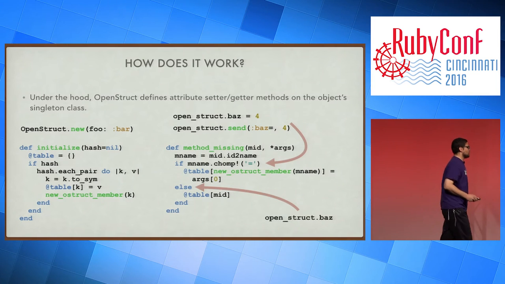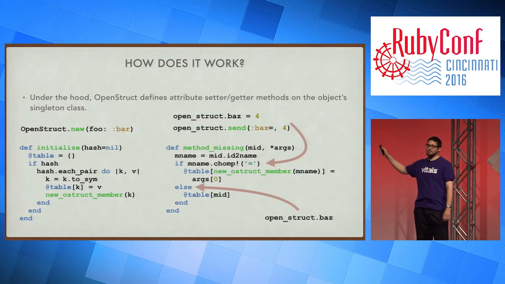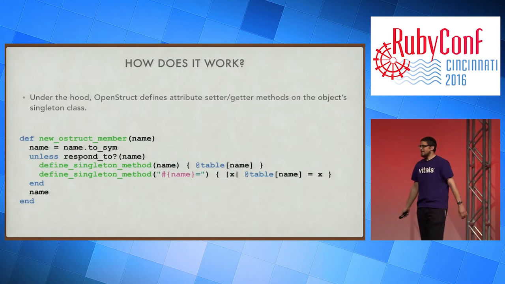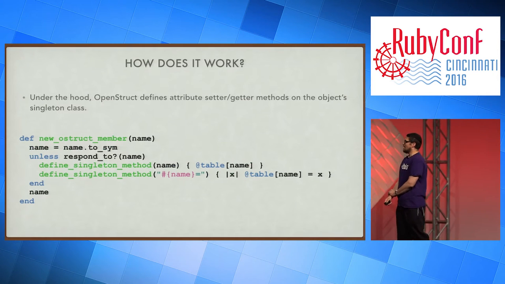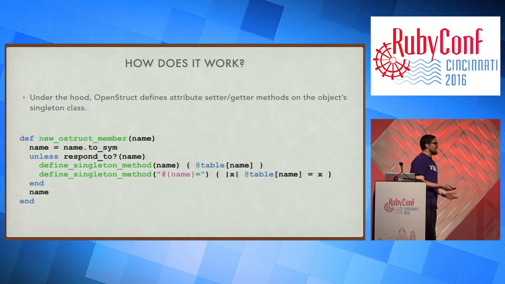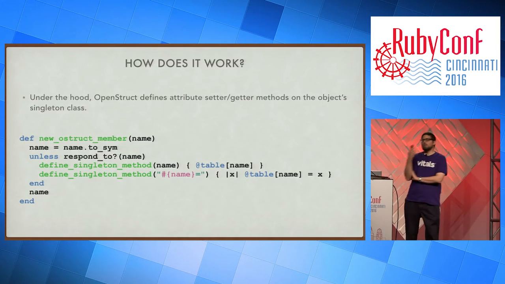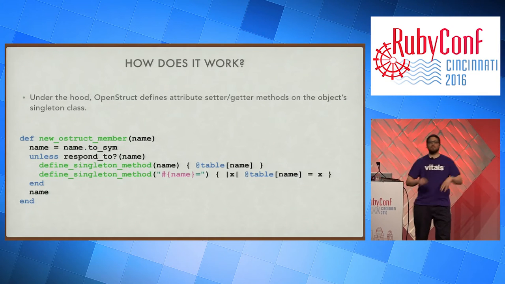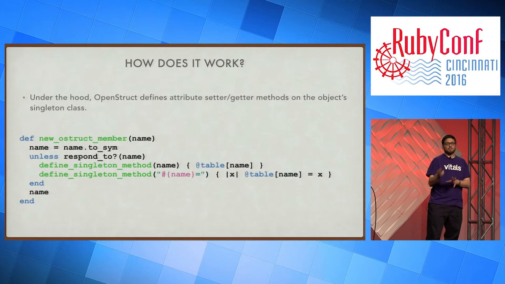Now, I said we're going to talk about new_ostruct_member, and this is where that happens. Remember that it's called during initialize and during method_missing. Here's what it looks like, and this is kind of where the real magic of OpenStruct happens. The first thing that we do is coerce the name to a symbol, and then we say, okay, let's say we call this with baz. Do we respond to the baz method already? If so, then we're done. We don't want to overwrite any methods. But if there's no baz method yet, then we're going to start defining methods.